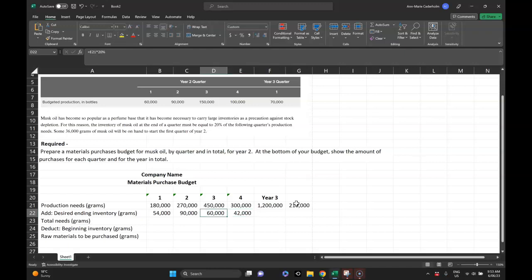Now, you'd be tempted to add them all up, just like I did here. But just remember, inventory is a balance sheet item, so it's a snapshot of time. So I want to know the inventory balance at the end of the year. That's quarter 4. So this is really just quarter 4's balance. So now we can add these up. So I'm going to add 180,000 plus 54,000. And then I'll do the same thing with 2, 3, 4. I don't know why I put year 3 there. This should just say total. There we go.